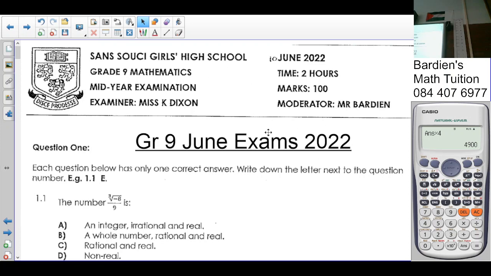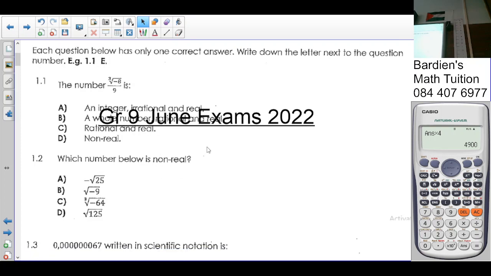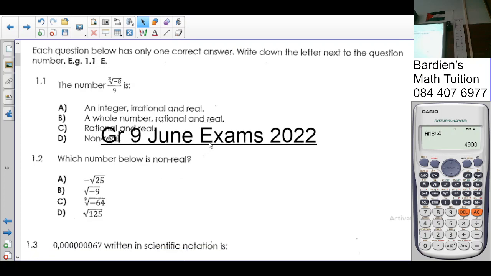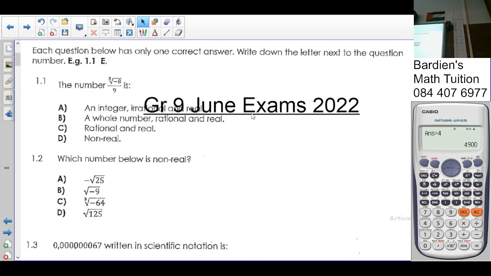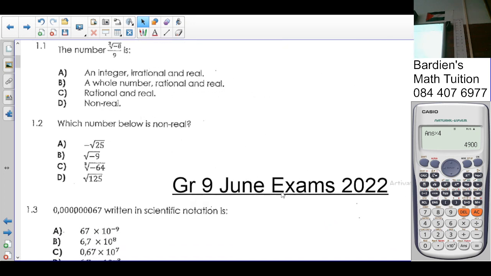Alright, so we're looking at the June 2022 paper. In question 1, each question below has only one correct answer. Write down the letters next to the question's example and so on. We are given the cube root of negative 8 over 9, so that is simply negative 2 over 9.